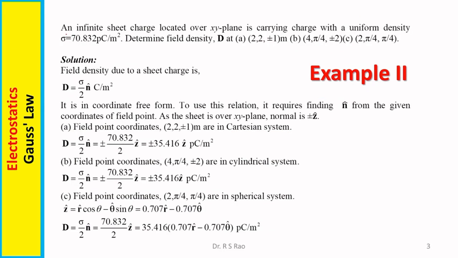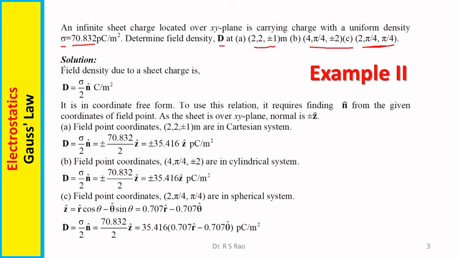We consider another problem. An infinite sheet charge located over the xy plane is carrying a charge with uniform density sigma equal to 70.832 picocoulombs per meter square. Determine field intensity D at A: 2, 2, plus or minus 1; B, again 2 points are given, but in A the points are in Cartesian, in B the points are in cylindrical; and C, a single point, in spherical.